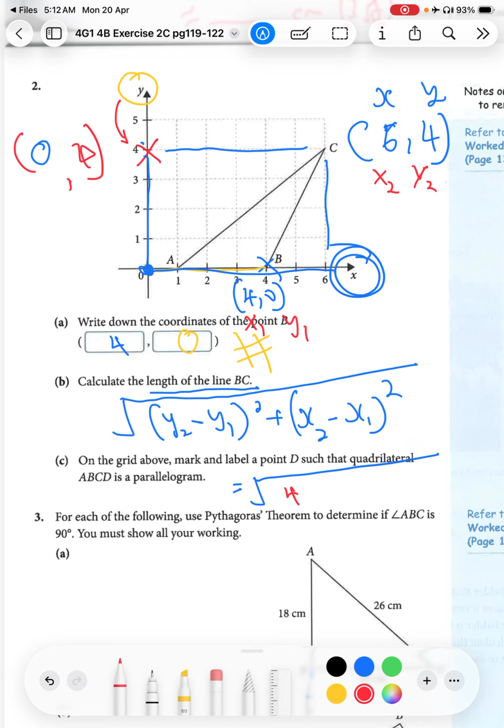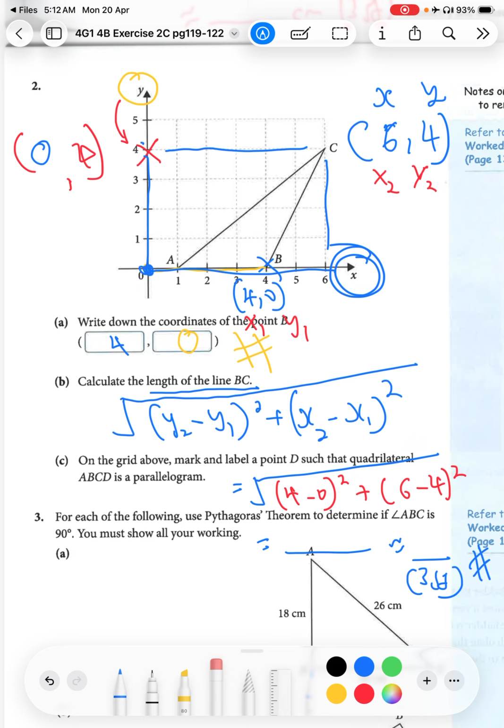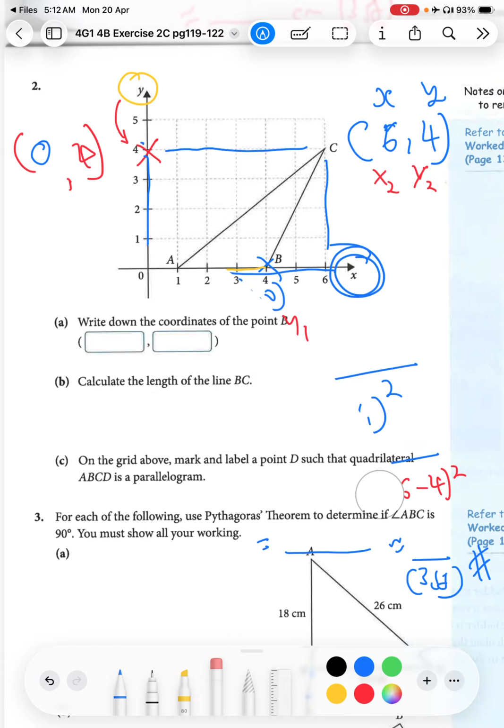y2 minus y1 squared. 4 minus 0, whole thing squared. Plus x2 minus x1. 6 minus 4 squared. Then you press calculator. You again round to 3SF. Then you get the answer. Okay, for this. Sorry. Okay, at any point you can pause and rewind and rewatch again to get the solution. Okay, let's move on to the next one.